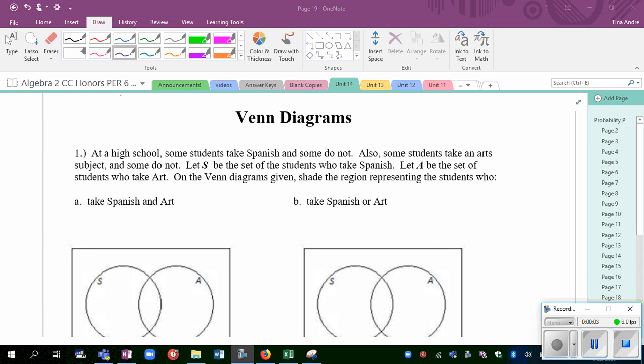In this video, we're going to look at Venn diagrams. So this first example here, we're going to consider the different types of shading in a Venn diagram.